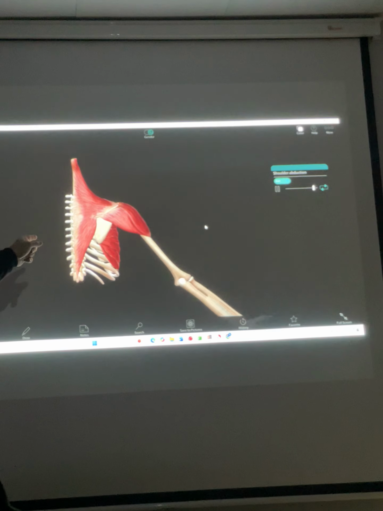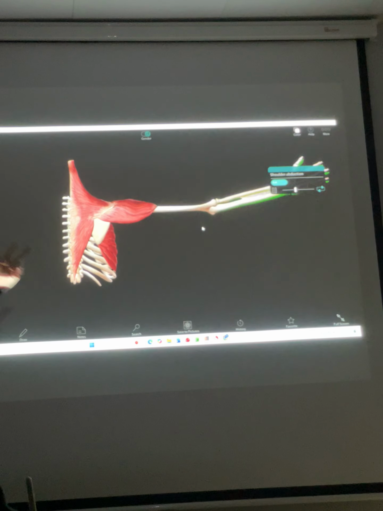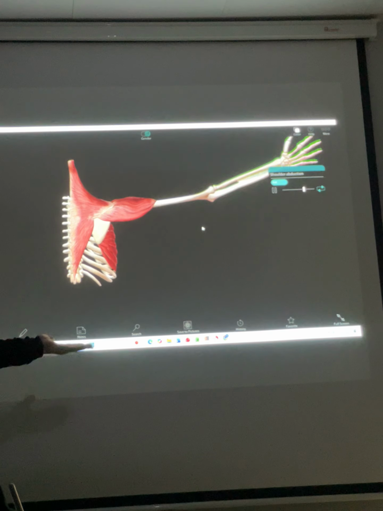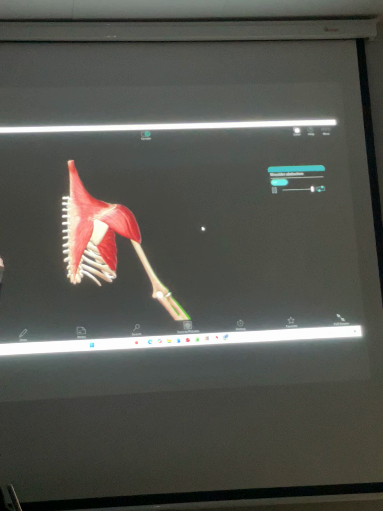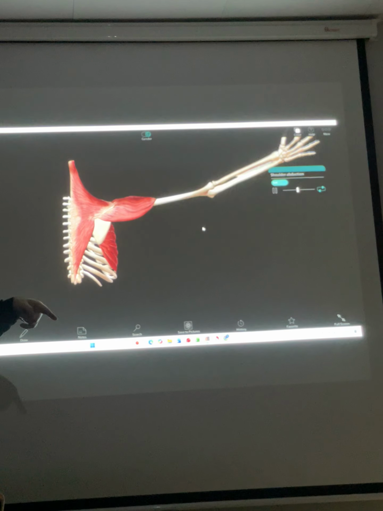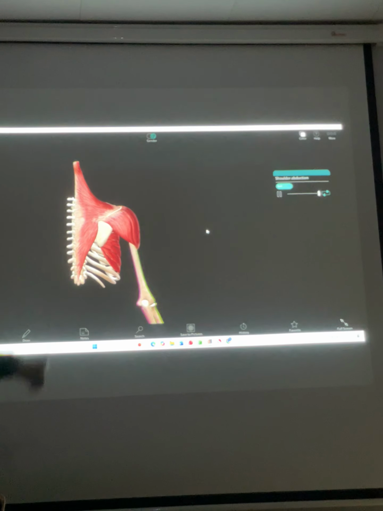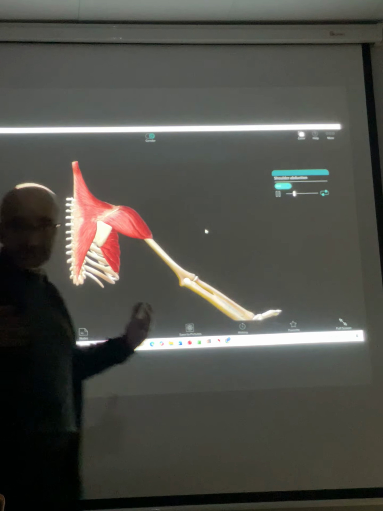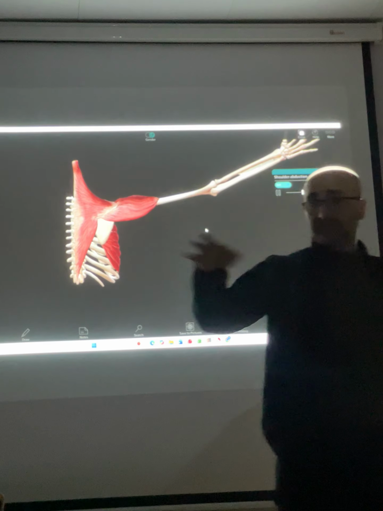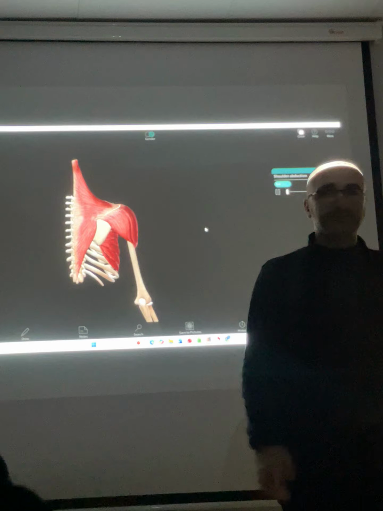So what's the function of the supraspinatus? So both of them, supraspinatus and the deltoid, are doing what? Abduction. Supraspinatus is innervated by which nerve? Suprascapular. And deltoid by? Axillary. Now what's the difference regarding the function? Do you know the difference between them regarding the function? No. Okay.